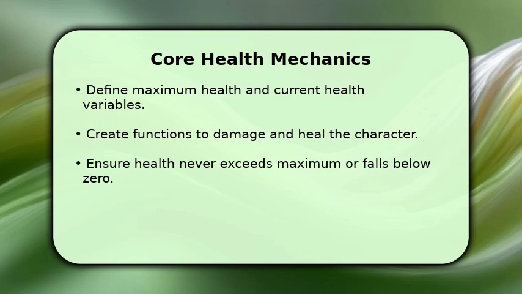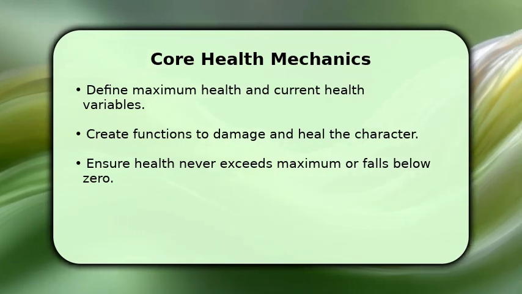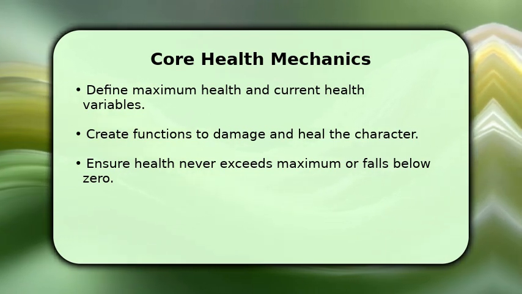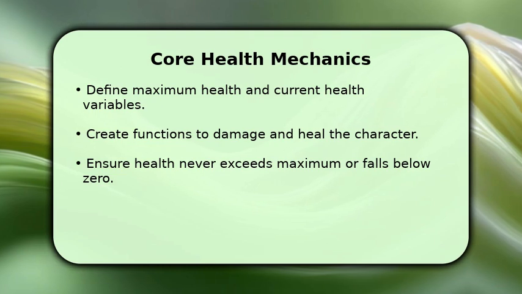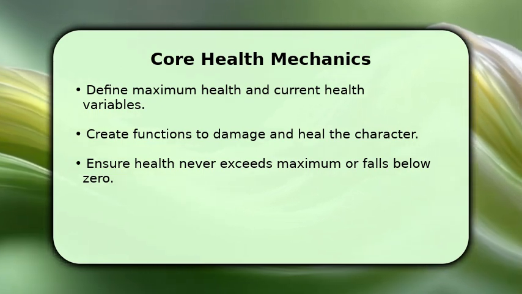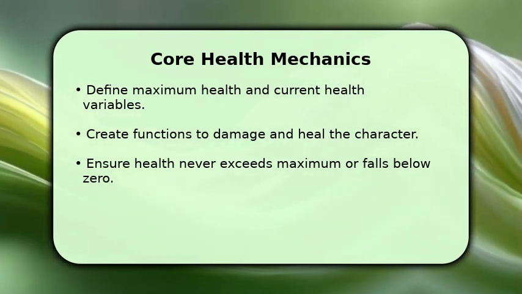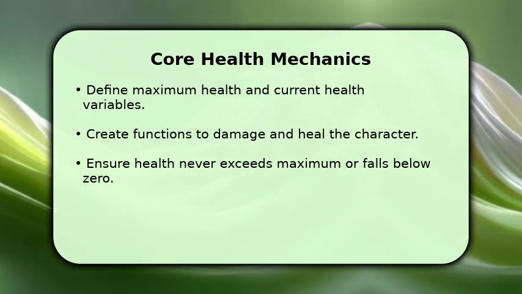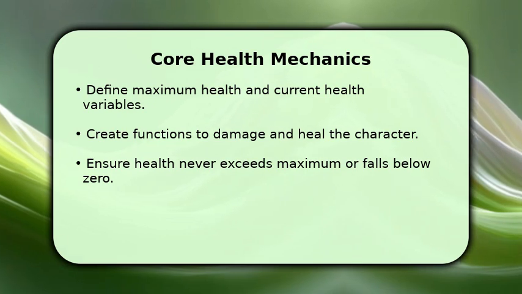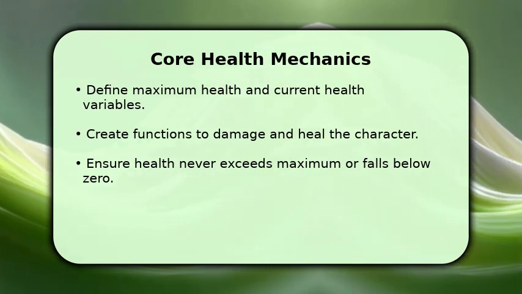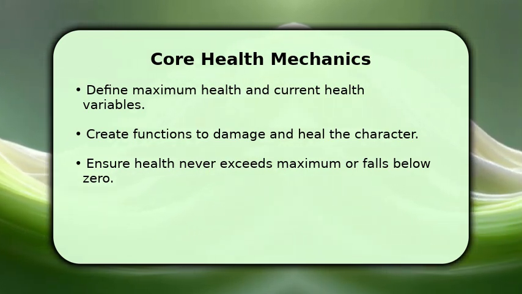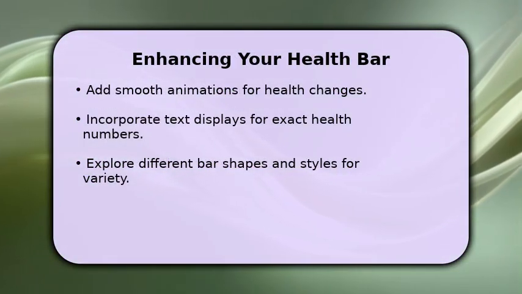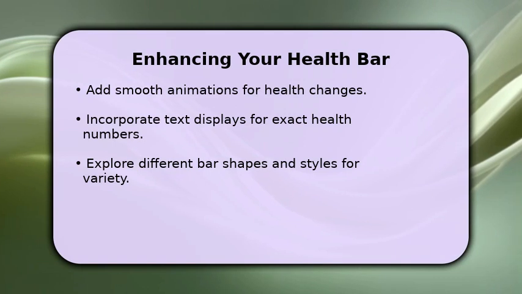Next, we'll implement the core logic that drives your health bar. You'll need to define two key variables, one for the character's maximum health, perhaps set to 100, and another for their current health. Develop distinct functions to handle both damage, which reduces current health, and healing, which restores it. It's crucial to include checks to prevent current health from ever exceeding the maximum value or dropping below zero, maintaining game integrity.